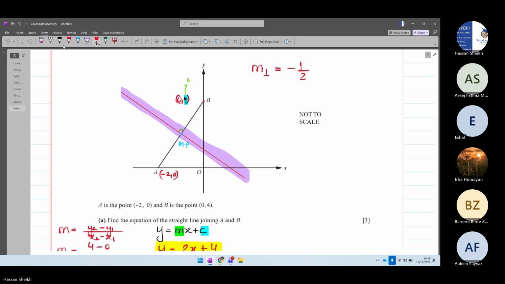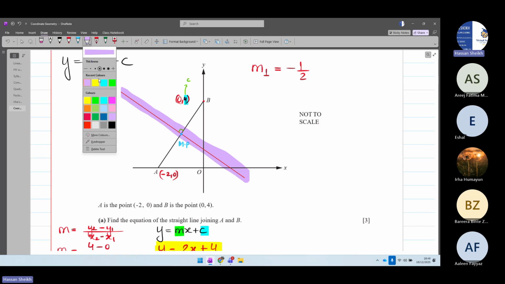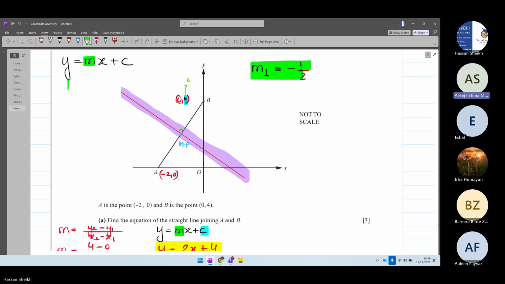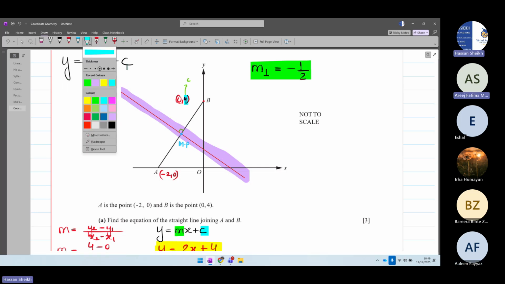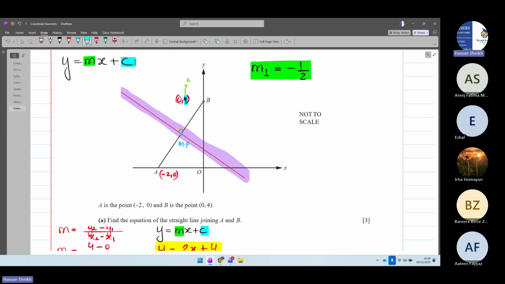Okay, so to find the equation of the line, we need to know two things. One is the slope. Are we done with the slope? Yes. And the other is the y-intercept. How do we get the y-intercept?